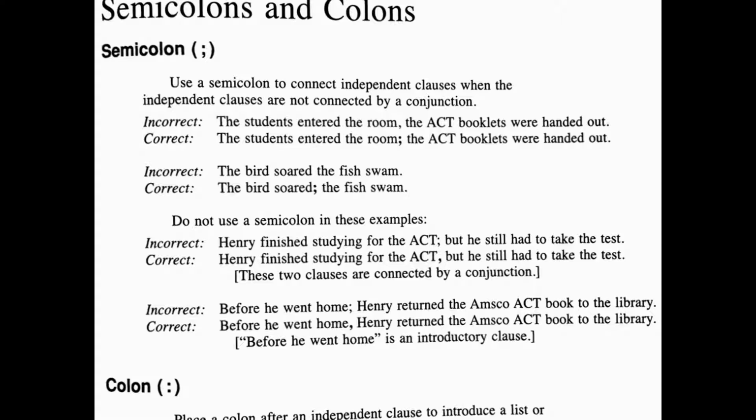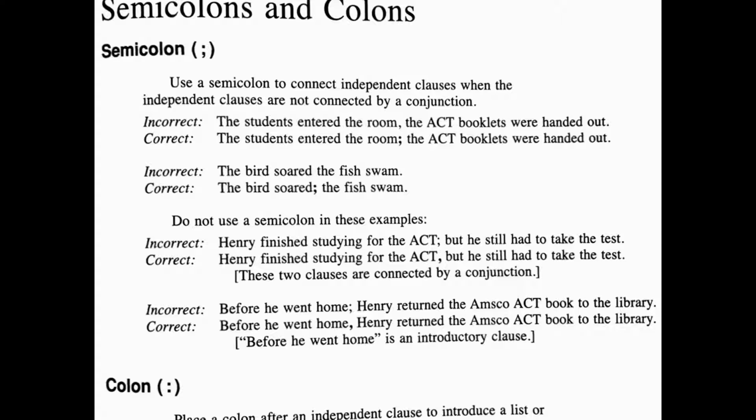Remember, earlier in the year I said it was very important, especially when you're taking a look at grammar and punctuation rules, that you know what an independent clause is and what a dependent clause is. If you know the difference between those two, it makes things a lot easier, especially when we're talking about the use of semicolons and colons. This is something that gives students a lot of problems, when to use it and when not. So let's take a look at some of these examples.